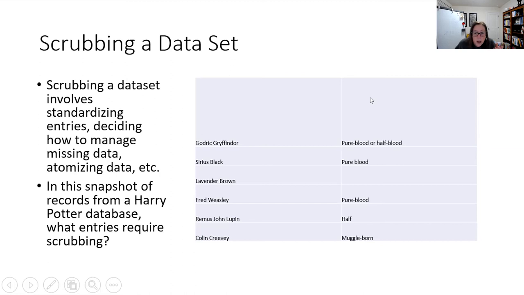By the way, the other thing I would have to scrub here is you want your data set to be atomic. You don't want a column that has both the first name and the last name. So you would get into a bit of trouble with inaccuracies, et cetera, in this little snippet of a data set.